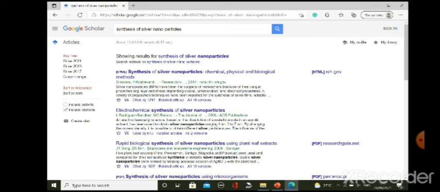So this is how you will get a list of references. Now say for example, from this list, I'm interested in this, that is rapid biological synthesis of silver nanoparticles using plant leaf extract. So if I'm interested in this, I want to extract this paper and keep it, I want to read this paper.